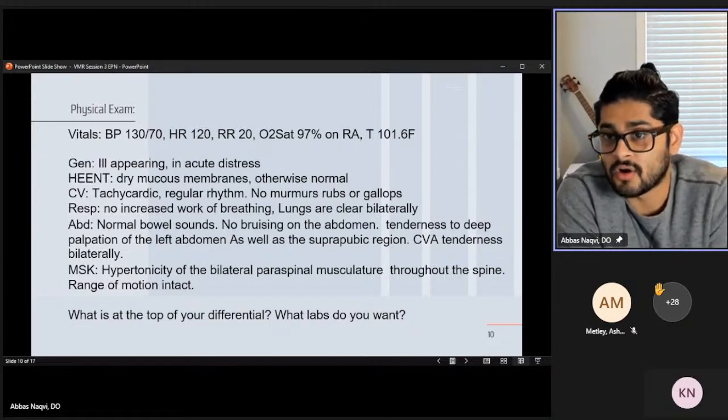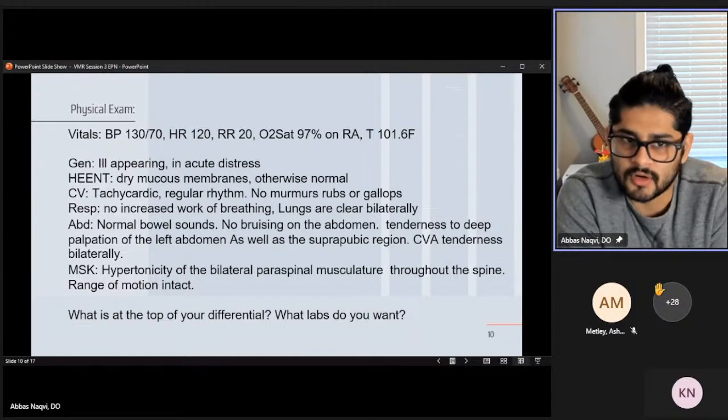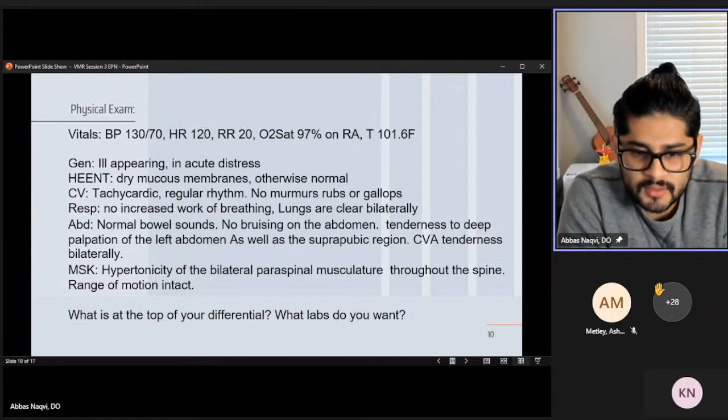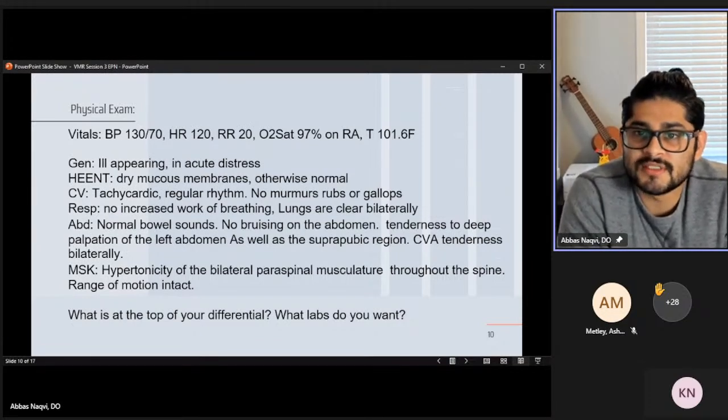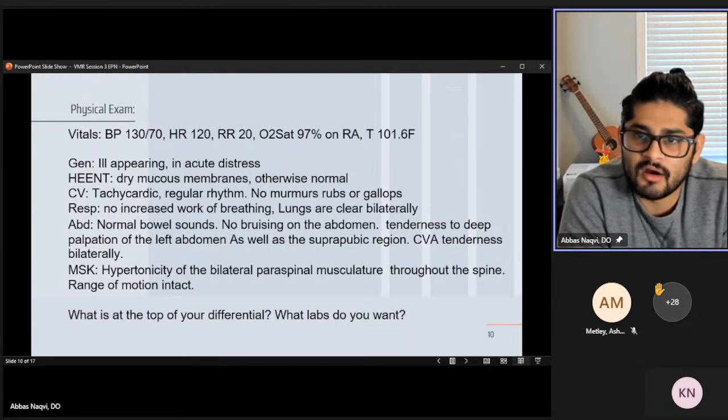And the rest you hit on the head. It's all right what you said. She's tachycardic, she's febrile. Her blood pressure for us is normal, but we don't know what her history is. So good job, Shadi. So she's ill appearing, in acute distress, dry mucous membranes, tachycardic.